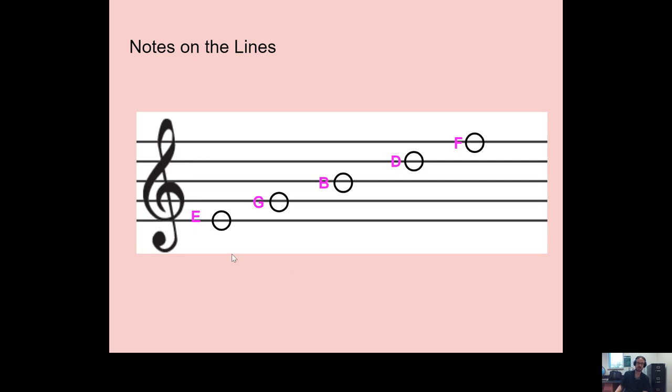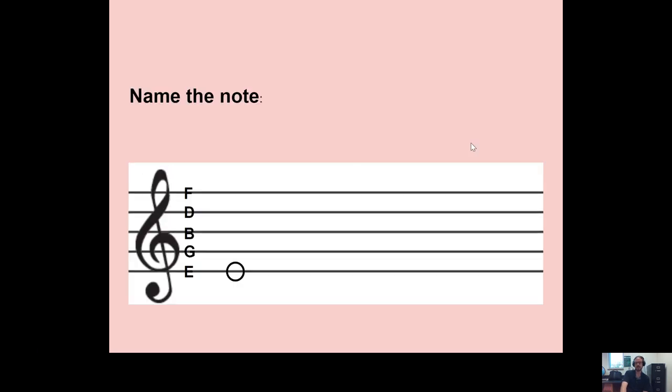And now we're going to do the same thing with the notes on the line. So our only five answers are E, G, B, D, or F. Here we go. What's this one?